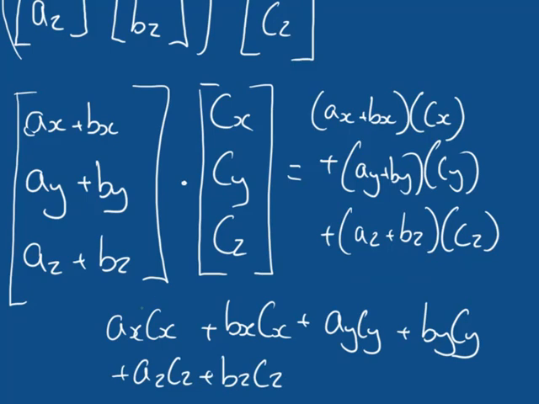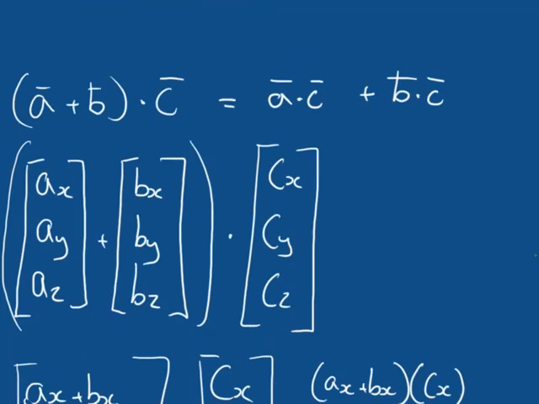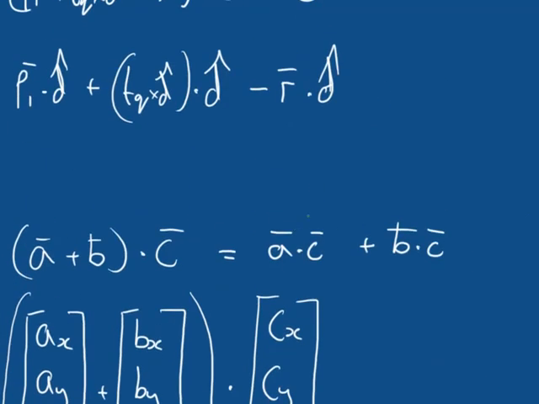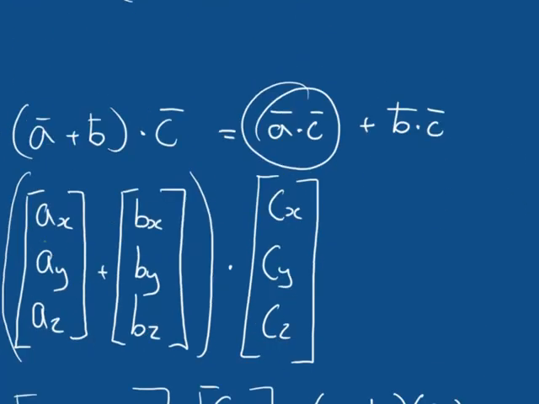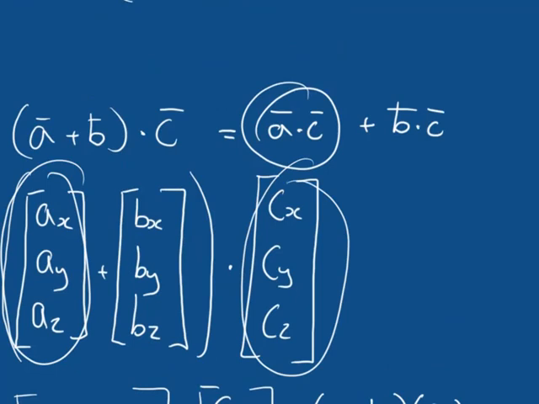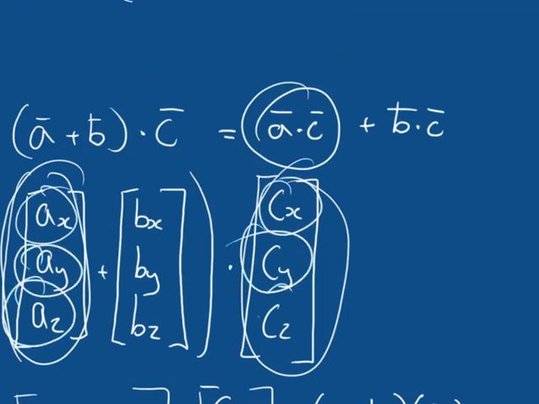But notice, if we took ax cx plus ay cy plus az cz, that is the dot product of a dot c. If we took a and dotted it with c, we'd get ax cx plus ay cy plus az cz.